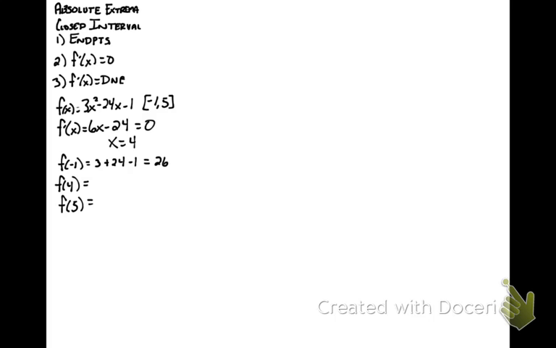When we plug 4 in, we end up with 48 minus 96 minus 1, which has a value of -49. And finally, when we substitute 5 in, that will be 75 minus 120 minus 1, and that will have a value of -46.